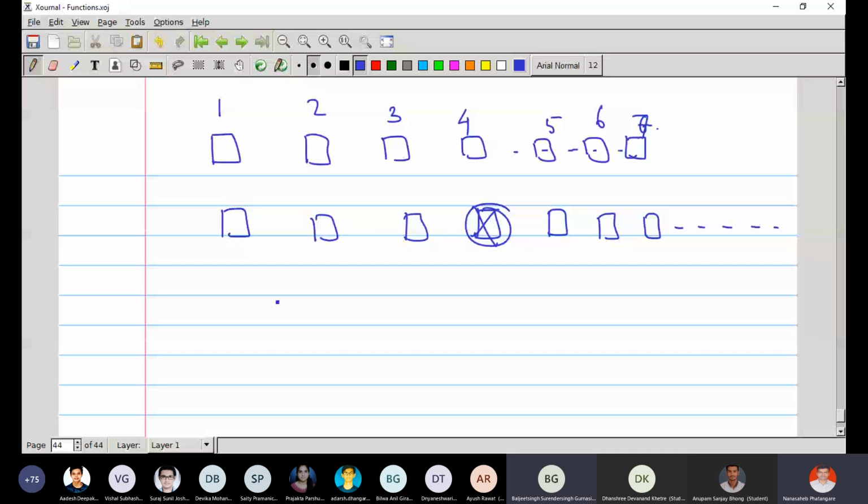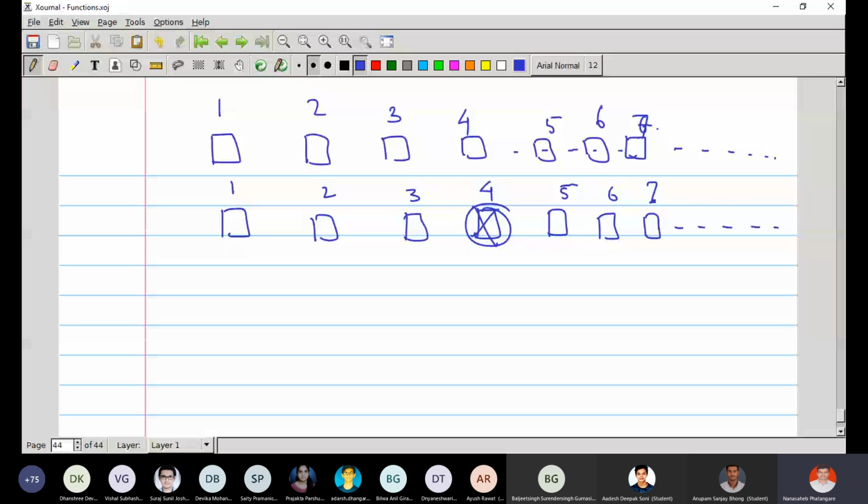Fourth chair is missing now. All other chairs are there. Sir, in that case, f of x is equal to x plus 1 for x greater than 3. Right.